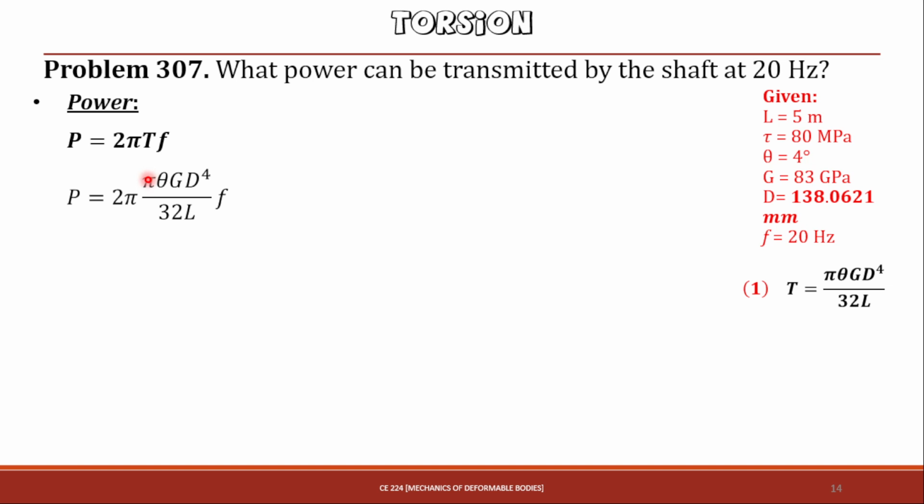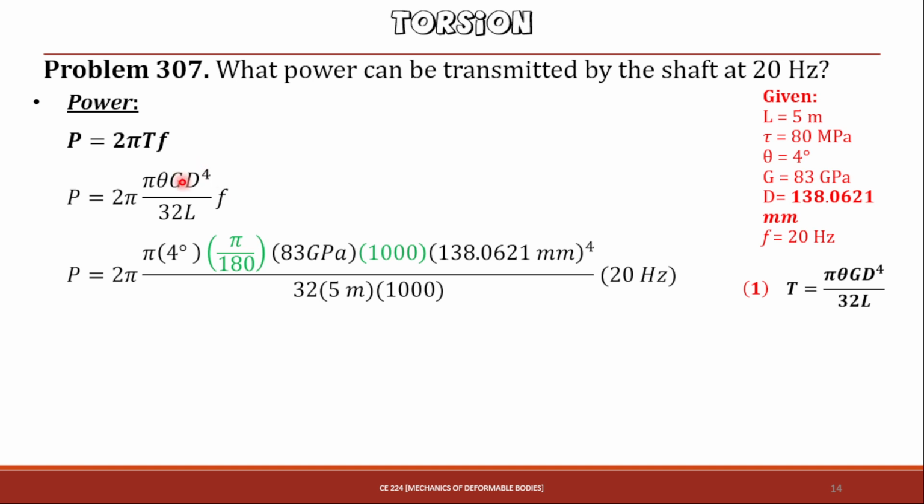So we have 2 pi theta G d raised to the 4 over 32L, tapos multiply natin yung number of revolutions per second. Okay? And then it's just a matter of substituting yung mga values na given. So we have 2 pi, angle of twist natin na 4 degrees. Tapos, dahil nga degrees, kailangan i-convert natin into radians. So, meron tayong conversion factor dito na pi over 180. Times yung 83 gigapascal na ating modulus of rigidity. And again, dahil gigapascal, kailangan natin siyang i-convert into megapascal. So we have a conversion factor na 1,000. Multiply natin yung 1,000 para maging megapascal.